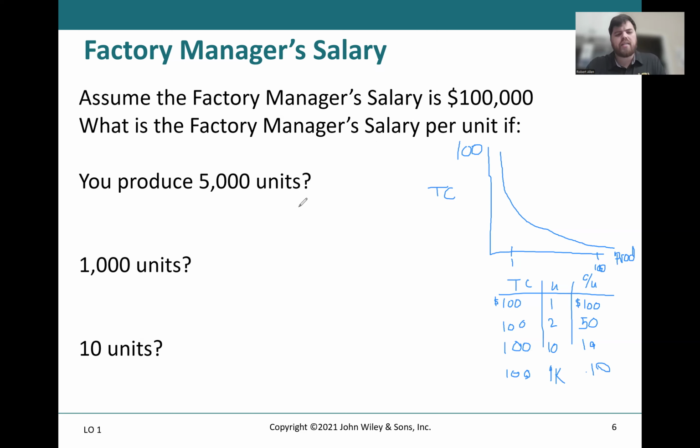Now, the next thing we do is we're going to actually work out this problem. So it's going to show a very similar thing to what we just did here, but assume the factory manager salary is 100.